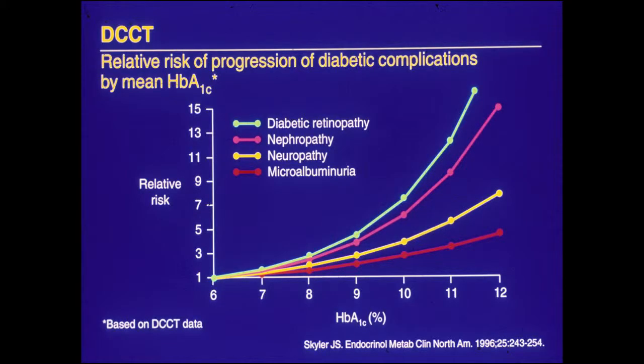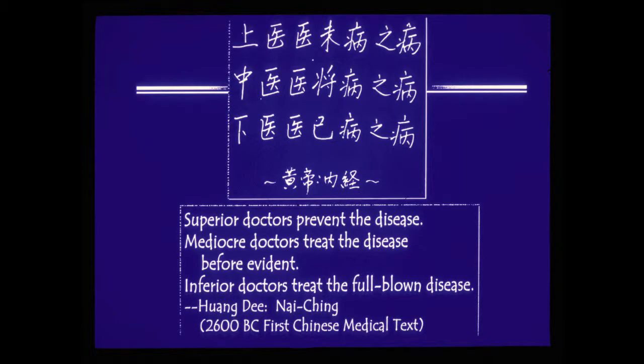This is just to remind us, as I finish up, the relationship between the microvascular complications, the risk of those, and the A1Cs. And what we need to do is what this physician that made these recommendations back in 2600 BC, the first Chinese medical text.